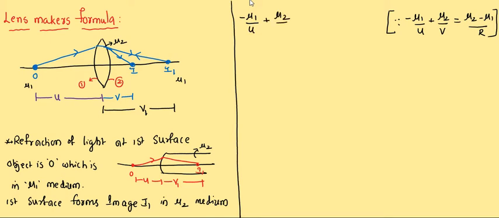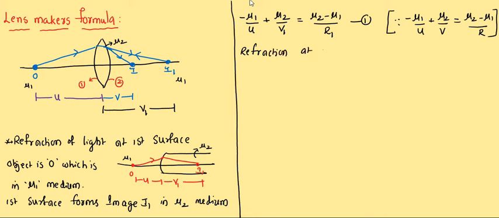Object distance is U, so we wrote U only. Object is in Nu1 medium, so we wrote Nu1, there is no problem. But the image distance is V1, so instead of V we have to write V1, is equal to Nu2 minus Nu1 by R, where R is the radius of curvature. For the first surface we consider the radius of curvature as R1. This is equation 1.